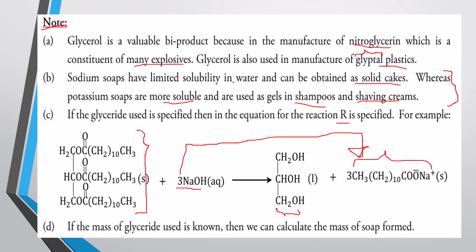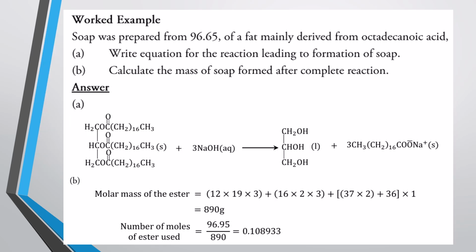If you look at part D or note D, we are saying that if the mass of glyceride used is known, then we can calculate the mass of the soap that is going to be formed. For example, let's look at the example below. Looking at this worked example, we say that soap was prepared from 96.65 of a fat. Now this 96.65 is in grams.